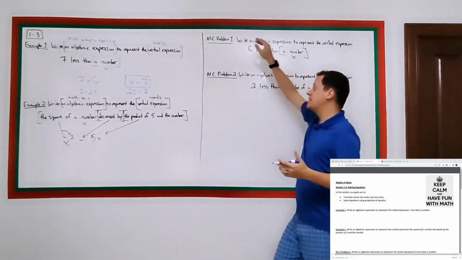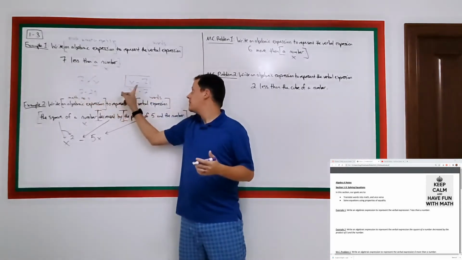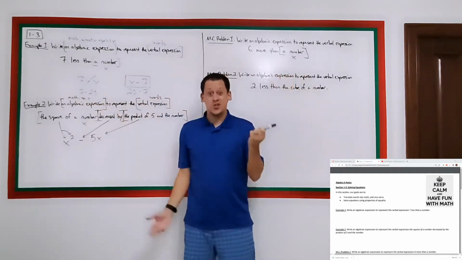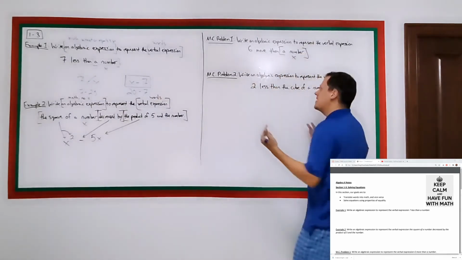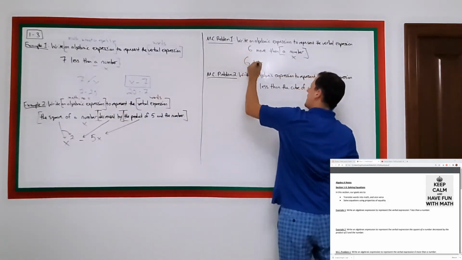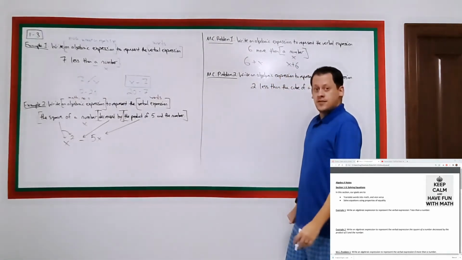Well, it sure as heck is not subtraction, right? Because that's less than. So if less than is subtraction, more than is addition. So we are adding 6 and x. Now, does it matter if it's 6 plus x or x plus 6? Does the order matter?